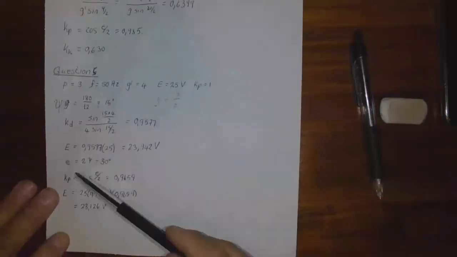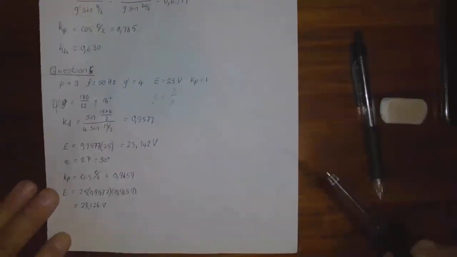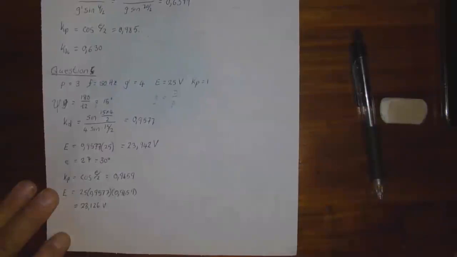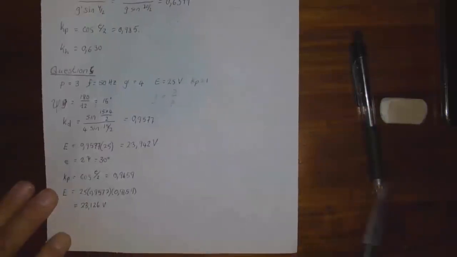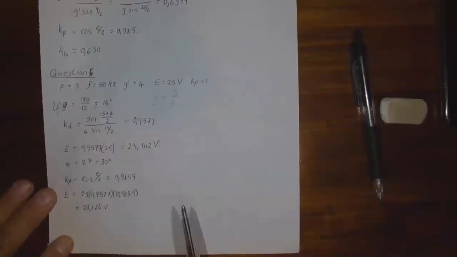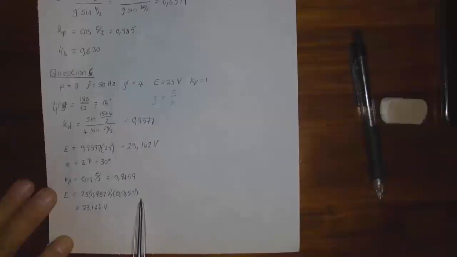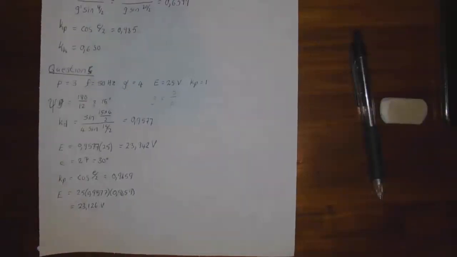Then it says it's coded by 2 slots. So therefore, KP is now cos of epsilon over 2, which gives us 0.9659. And since we've already got KD, the new E is going to be 25 times 0.9572 times 0.9659, which gives us 23.126 volt. Okay, great.